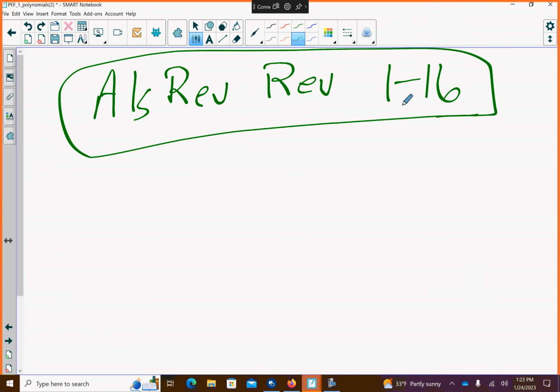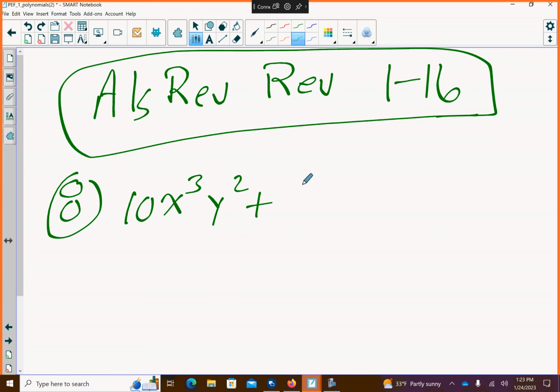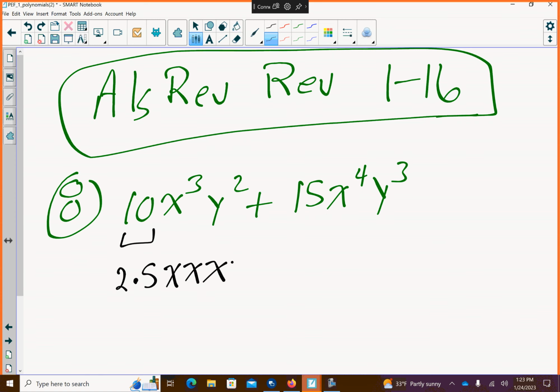Yeah. I think that problem number 8, there might be questions about that one. And you will see one similar to this on tomorrow's test. Desmos will not work on this problem. Now, friends, there's a whole plethora of ways that people would want to do this. I would do it this way because I see it better. 10 is 2 times 5. X to the third is this. Y to the second is this. So I just took care of this.